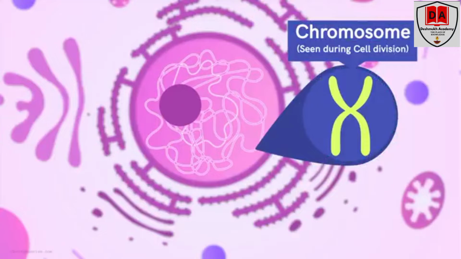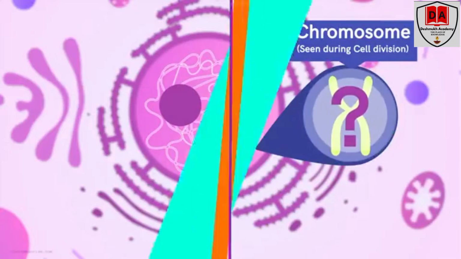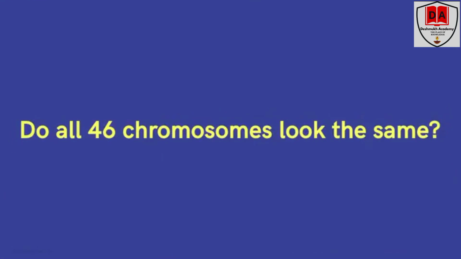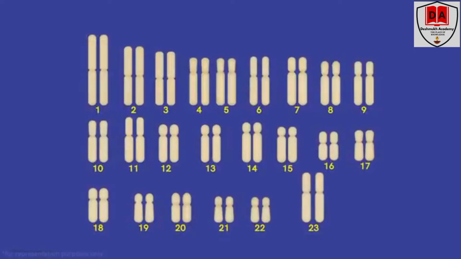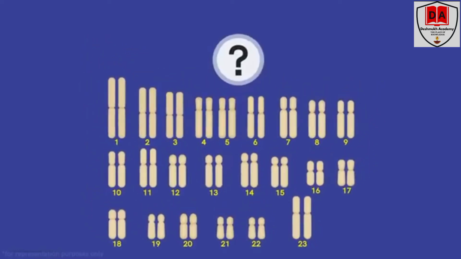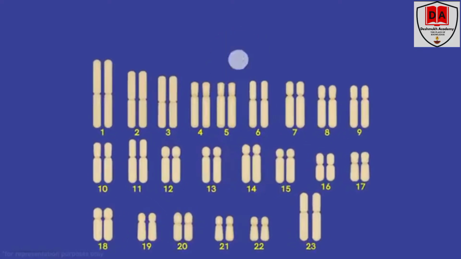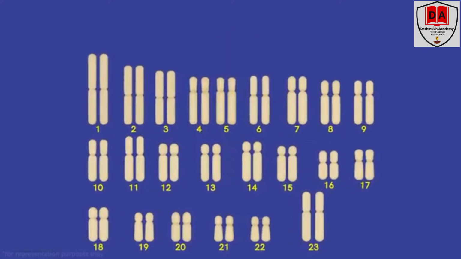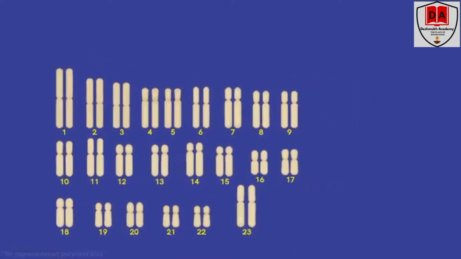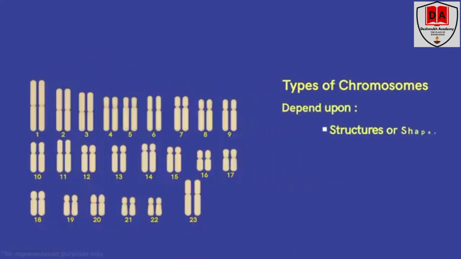But tell me, do all chromosomes look exactly like this? Do all the 46 chromosomes look the same? If yes, then why do we say that there are 23 pairs of chromosomes? What helps us categorize these chromosomes as pairs? Well, all chromosomes are not exactly like one another. They come in types depending upon their structure or shapes and functions.